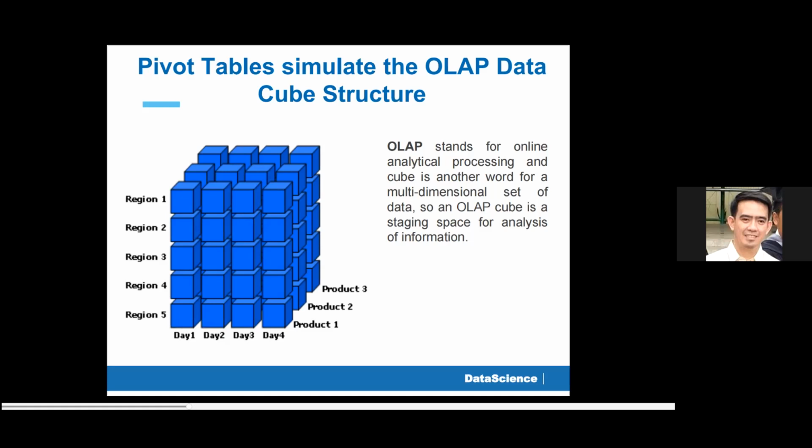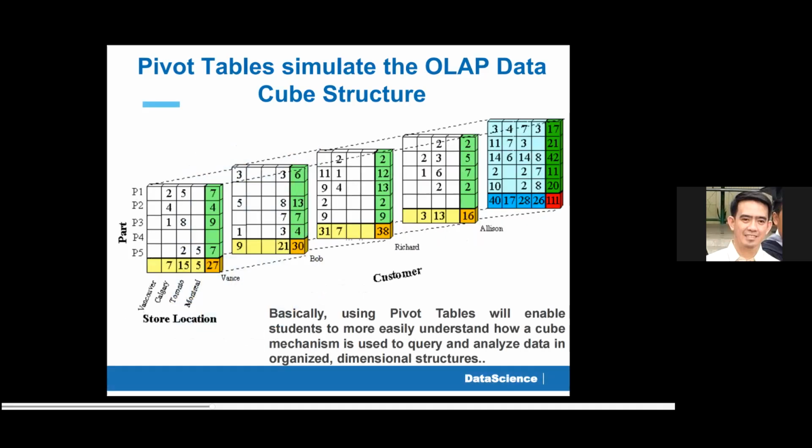OLAP stands for online analytical processing, and cube is another word for a multidimensional set of data. So the OLAP cube is a staging space for analysis of information in three-dimensional mode, thereby allowing you to view data from different angles. When you turn the cube upside down, you will see the difference, that the dimensions become the columns, the rows become the fields, etc., etc. So just to have a basic idea on that, if we are going to separate the OLAP cubes, you're going to see the separation of the different data that can be represented. Something like you could represent the part, the store location, and the customer involved.